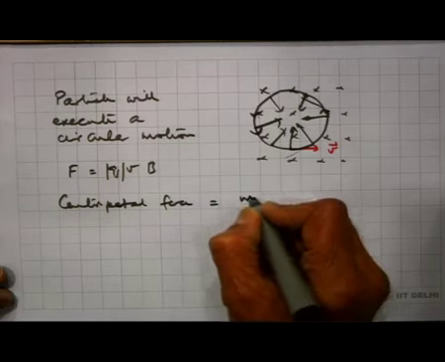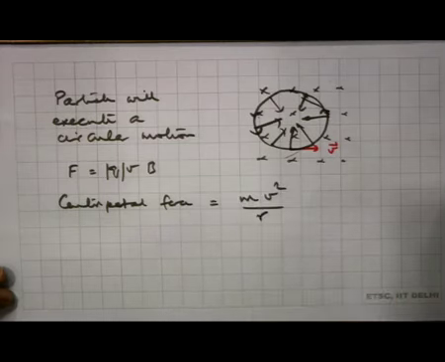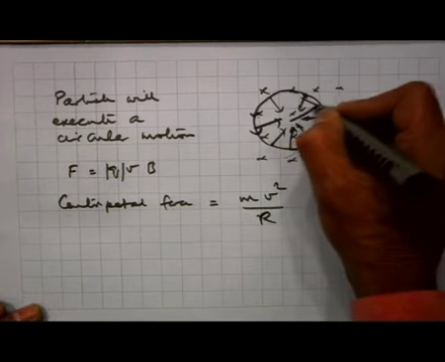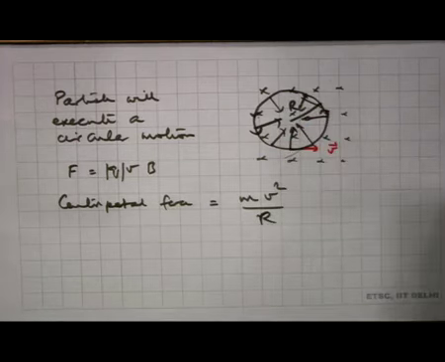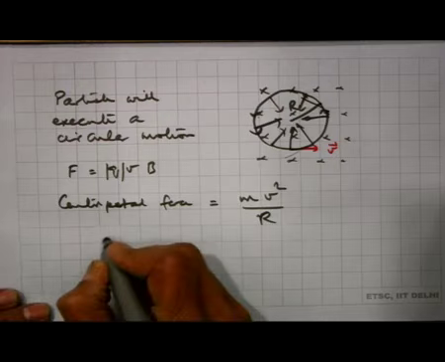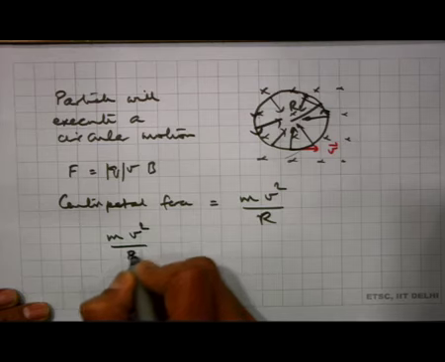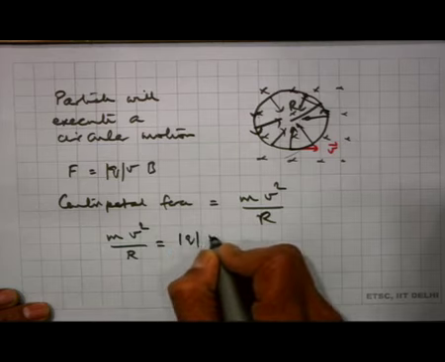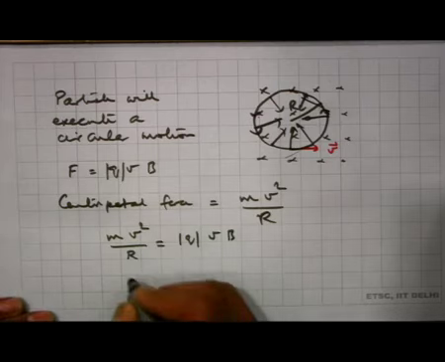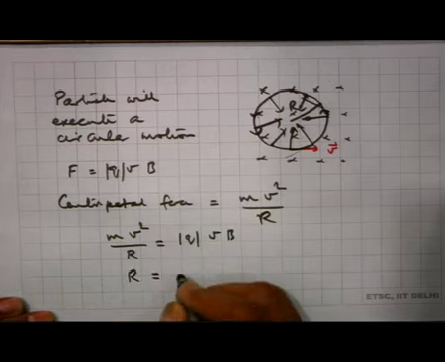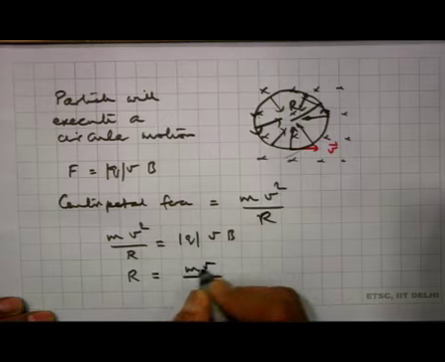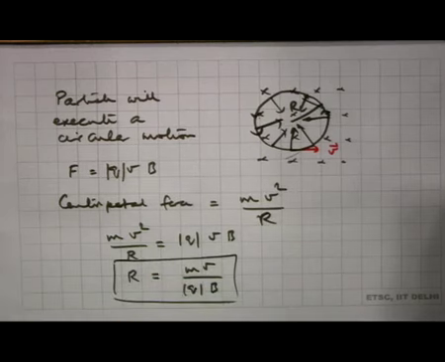We know that centripetal force is m v squared by r, where r is the radius of the path. So, this centripetal force is provided by the magnetic field. So, I must have m v squared by r is equal to mod q into B, which gives me radius as m v by q B. So, that is the radius of the charged particle which is circulating in this uniform magnetic field.